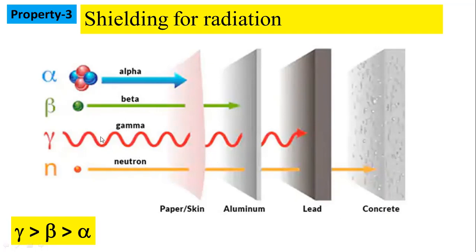So if you compare the shielding required, that means how you can protect yourself from all this radiation, then in case of the alpha, you need more strong shielding as compared to the beta, and beta as compared to the alpha. So that means shielding in case of the alpha is required more, and then beta, and then for the alpha.